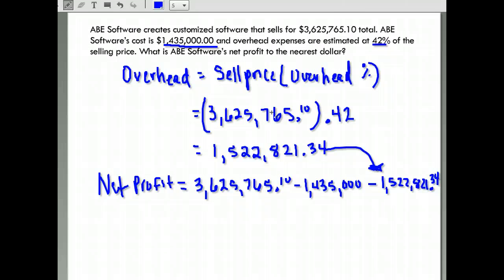So again, you start with what they sold it for. Subtract any costs. So again, the cost to them was the $1,435,000 and their overhead. Okay, so they had a pretty big net profit. Their net profit was $667,943.76.